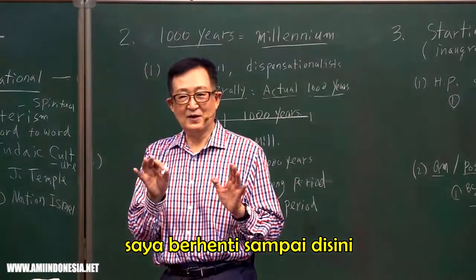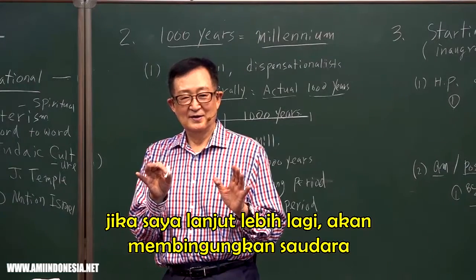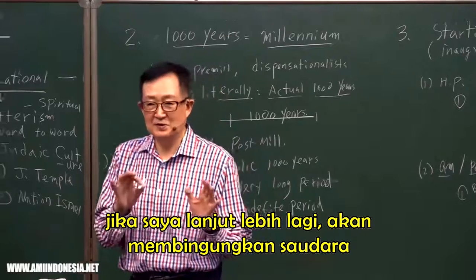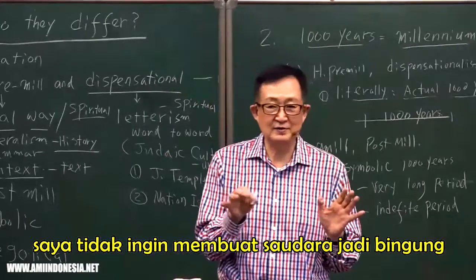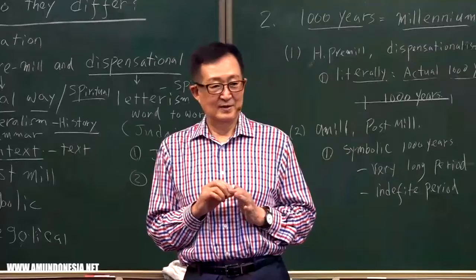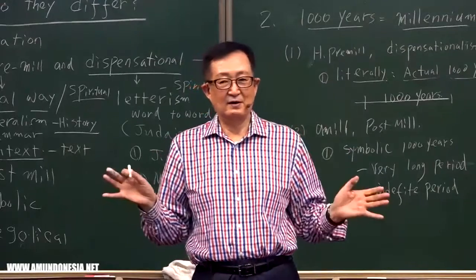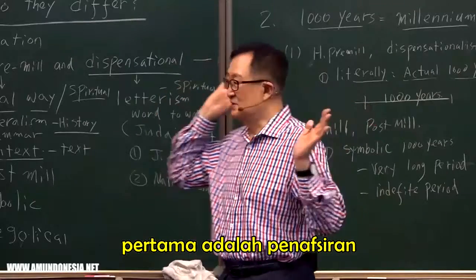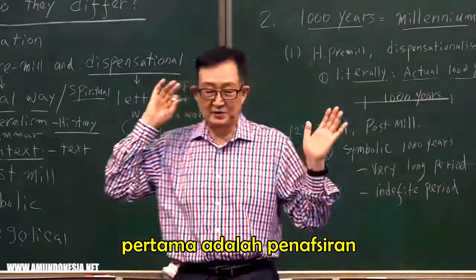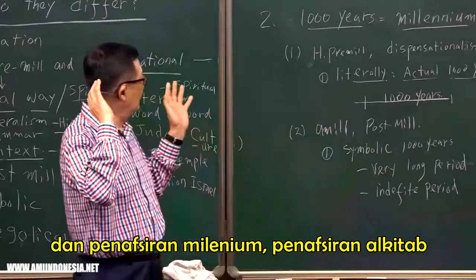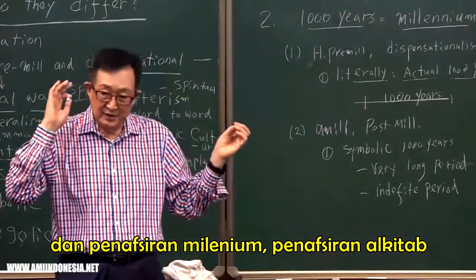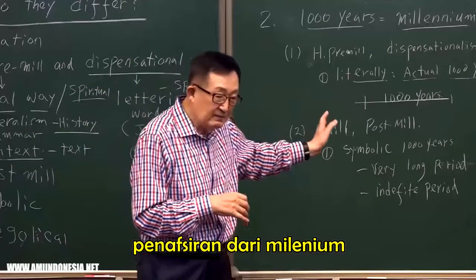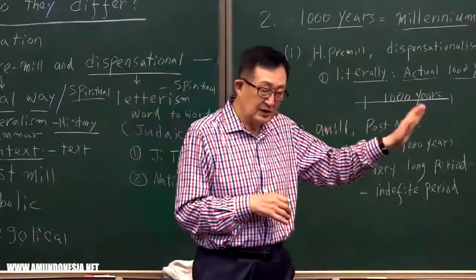Okay, I'm going to stop right here. If I do some more, then you will be confused. I don't want to put you into that confusion. So just forget all. Only remember the three parts. First is what? Interpretation of the Bible, interpretation of the millennium, also interpretation of the starting point.